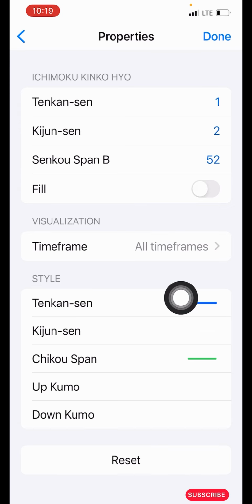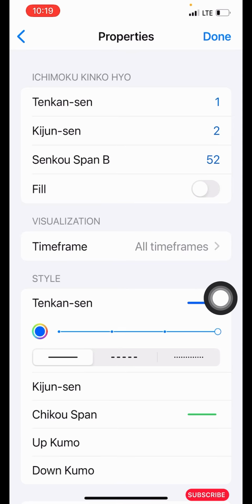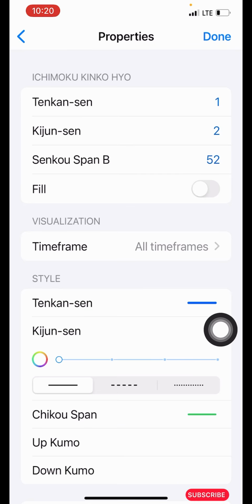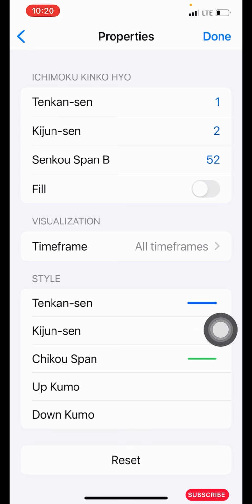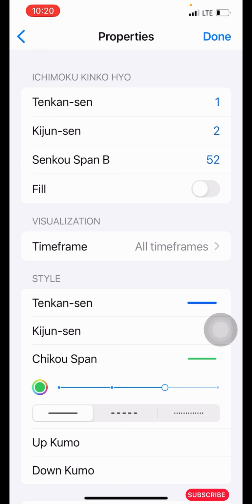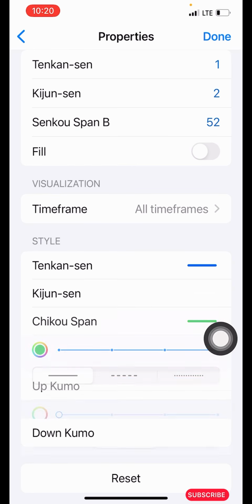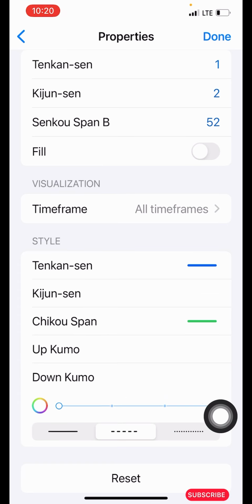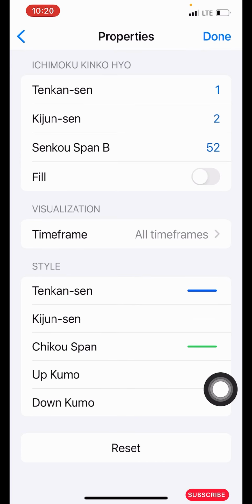Under the style, Tenkan-sen is color blue, right? You make it 4 pixel. The Kijun-sen, you make it the color of your background, 1 pixel for it. The Chikou span, you make it the color green, 3 pixel for that one, or you can make it 4 pixel. Right, after that, the next one we have the Senkou span, which is the color of your background, right, 1 pixel, and the other one is 1 pixel also, color of your background, right? So we only need these two colors here, right? So take note of that.